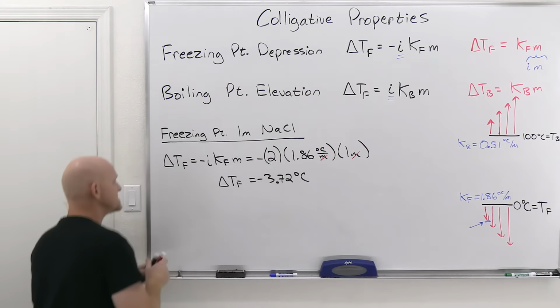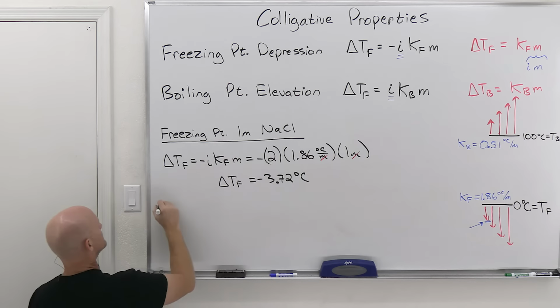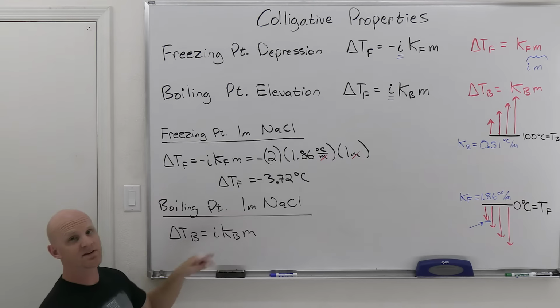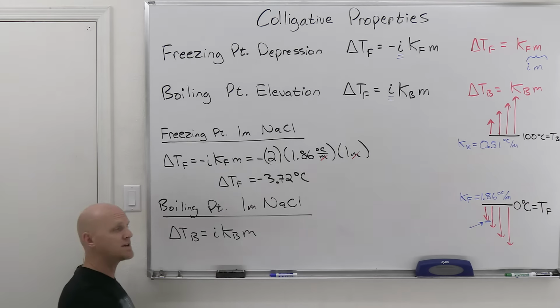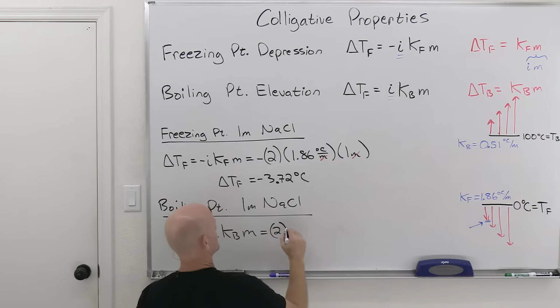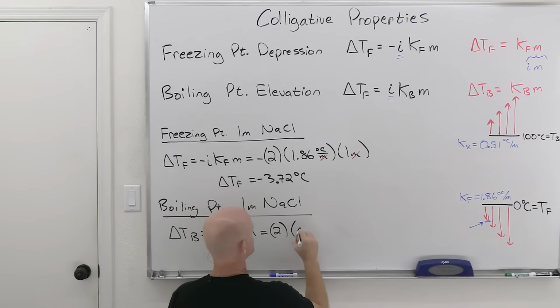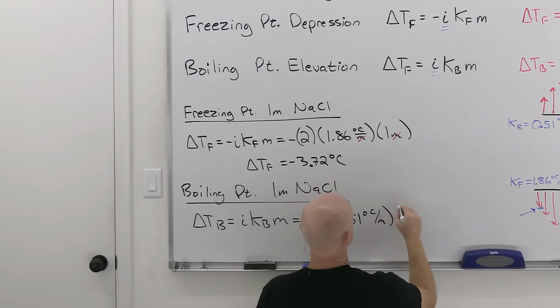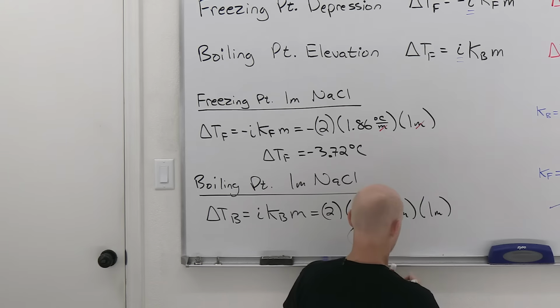All right, next question here is going to be finding the boiling point instead. Cool, very similar equation, so just going to have a different constant, and this one's going to be a positive change as boiling points go up. And so in this case, we're going to have 2 for the van 't Hoff factor times now our boiling point constant 0.51 degrees Celsius per molal, and then finally times our molality of 1 molal.